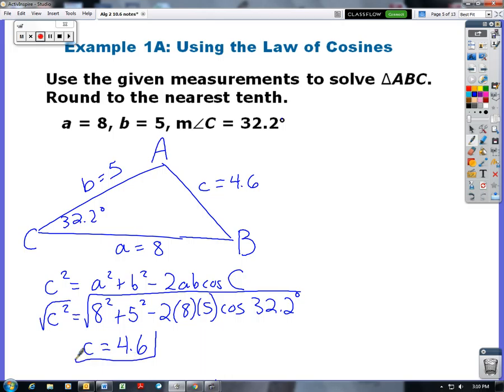my answer seems reasonable. All right, now we could use law of cosines if we wanted to find either angle A or angle B. And you know what? That's a fail-safe way of doing it. You'll get the right answer as long as you type it all in correctly. However, law of sines is easier to use. But law of sines is a little bit tricky.